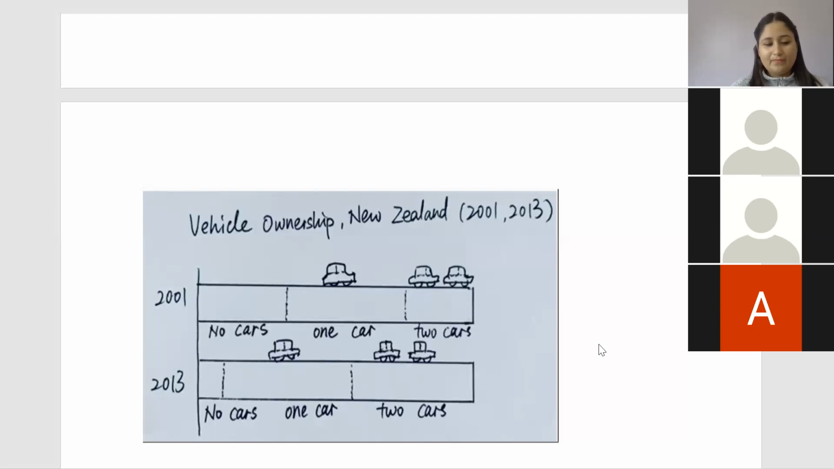The given image gives information about vehicle ownership in New Zealand in two different years, 2001 and 2013. Data is calculated in numbers. After having a look, I can see that various trends are emerging. In 2001, it is clear that the maximum figure is of one car and the minimum figure is of two cars, and the moderate figure is of no cars. However, in 2013, the maximum figure is of one car followed by two cars and the minimum figure is of no cars. Overall, this picture is very informative and knowledgeable for me.